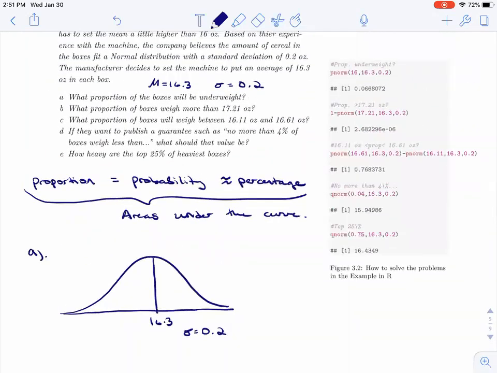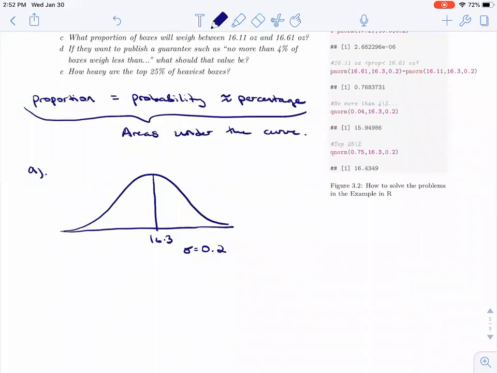This is a little bit sneaky. What proportion of the boxes will be underweight? It's kind of implied. Underweight is anything less than 16 ounces. That happens a lot where we're supposed to take some piece of information and just kind of make it into a number. Underweight, 16. And you just kind of have to think about it, I guess. I try not to do it too much because I know it's hard.